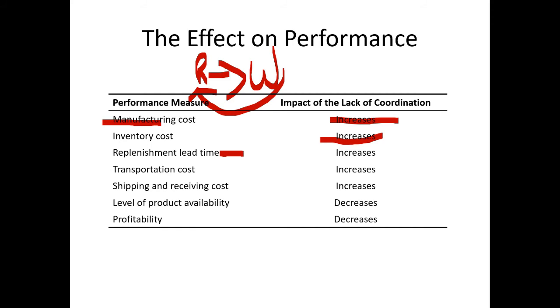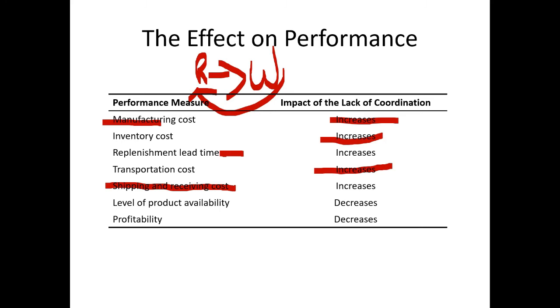And it is obvious that when they have to transport more goods, as in more ice cream, then it will increase their transportation cost also, and shipping and receiving cost definitely increases. It is obvious that shipping and receiving cost will also increase, because the order is more than the actual demand of the previous order, so it will take time, and it will also increase the transportation cost and shipping and receiving cost.